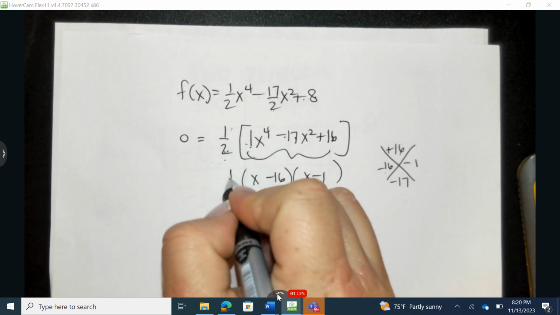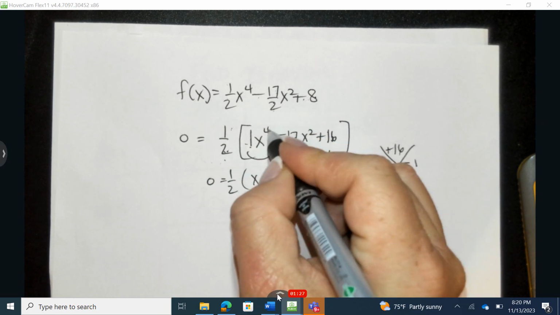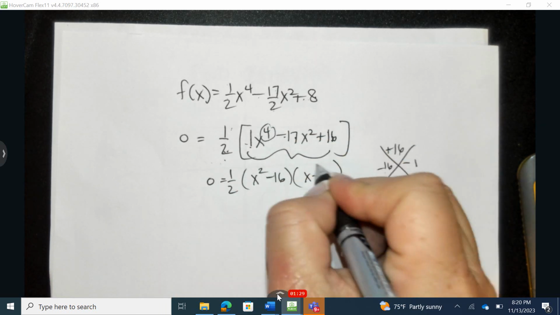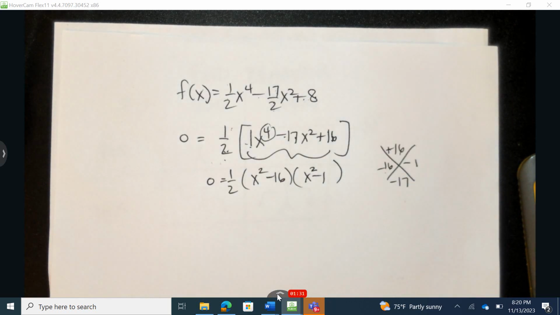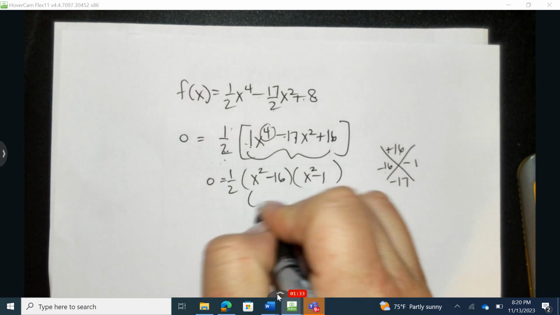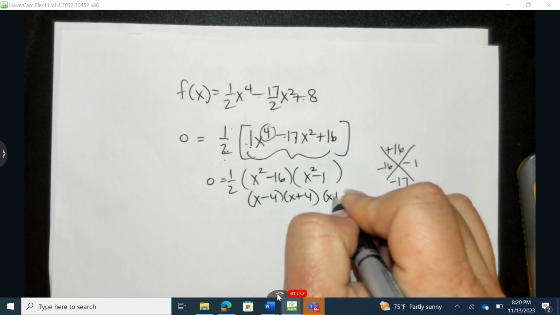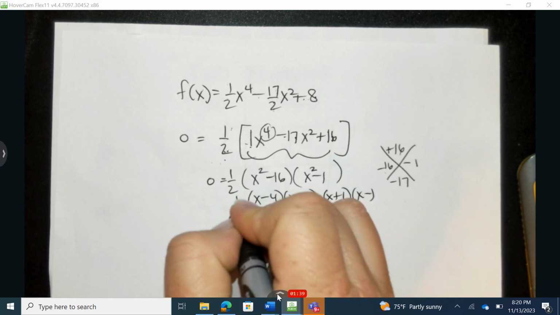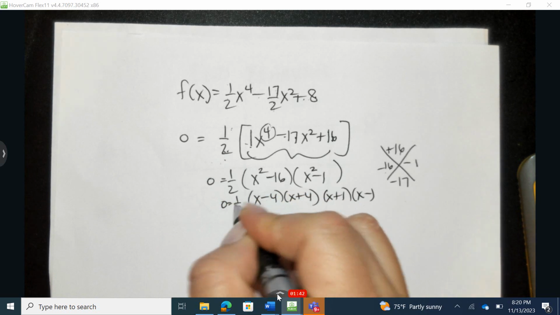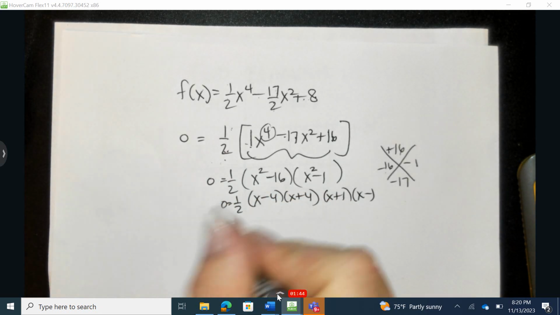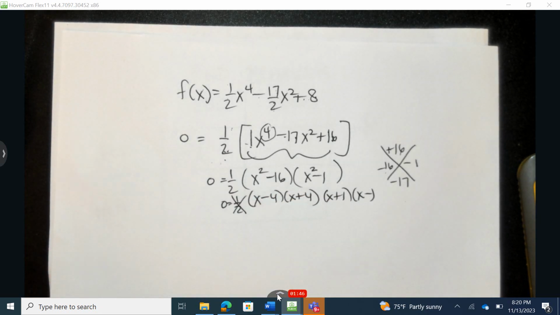Now, here's where a lot of students make a mistake. Remember, we're going to take this value and divide it by 2. So it's really x squared minus 4 and x squared minus 1. So this factors into x minus 4 and x plus 4. That's one way to do it. And x plus 1 and x minus 1. Now, because of the 1/2, we've just factored out the value and there's not an x out front, we don't need to worry about that affecting our answers.